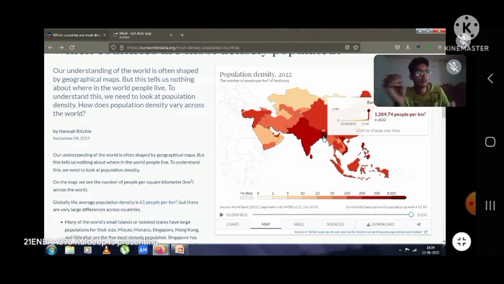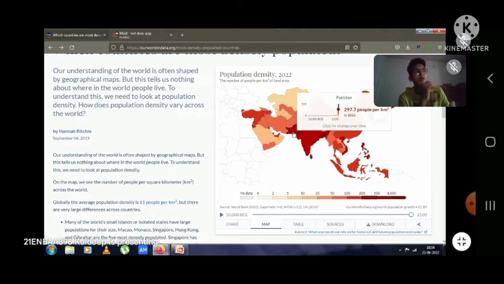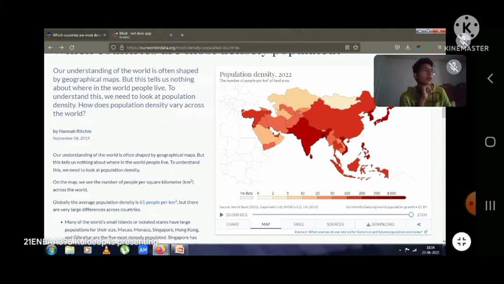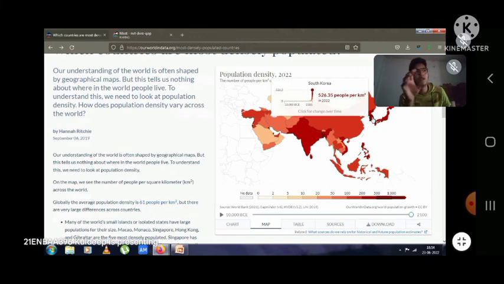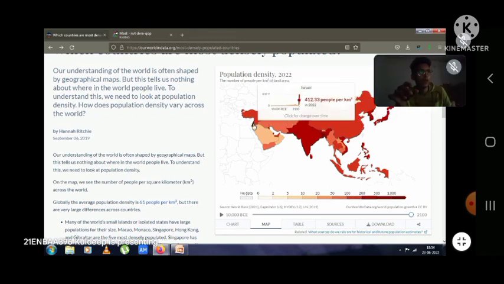And then if you look at Pakistan, it has around 300 people per square kilometer, and then Japan has 344, and South Korea has more than 500, 525, and North Korea has 215. China has 153 people per square kilometer, that means less dense than India, and Israel has 412, and this is Indonesia which has 150.